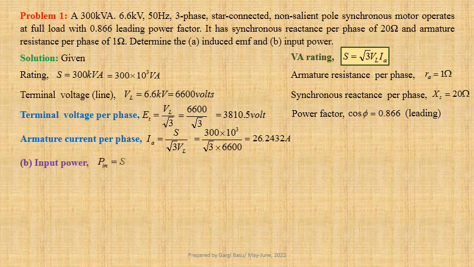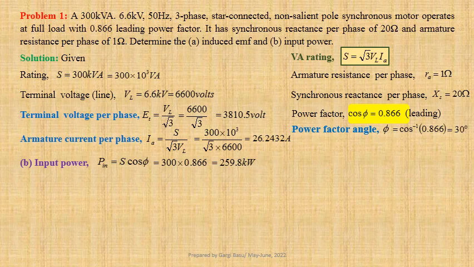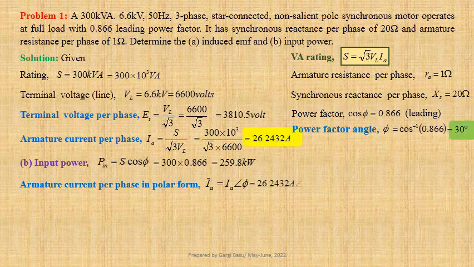Let us now calculate input power. Pin equals S times cos phi. Using values we get 300 into 0.866 equals 259.8 kilowatt. Power factor angle phi equals cos inverse 0.866 equals 30 degree. Armature current per phase may be written in polar form as Ia equals Ia at an angle phi, that is equal to 26.2432 ampere at an angle 30 degree.